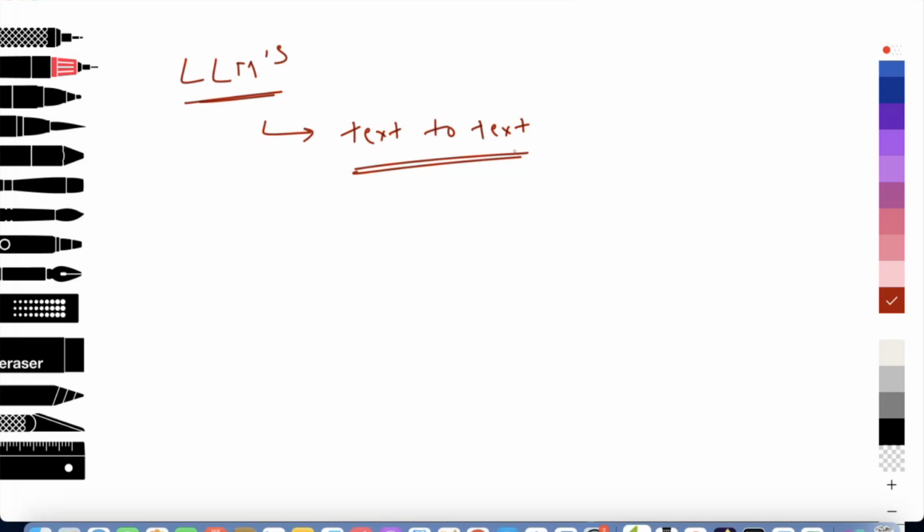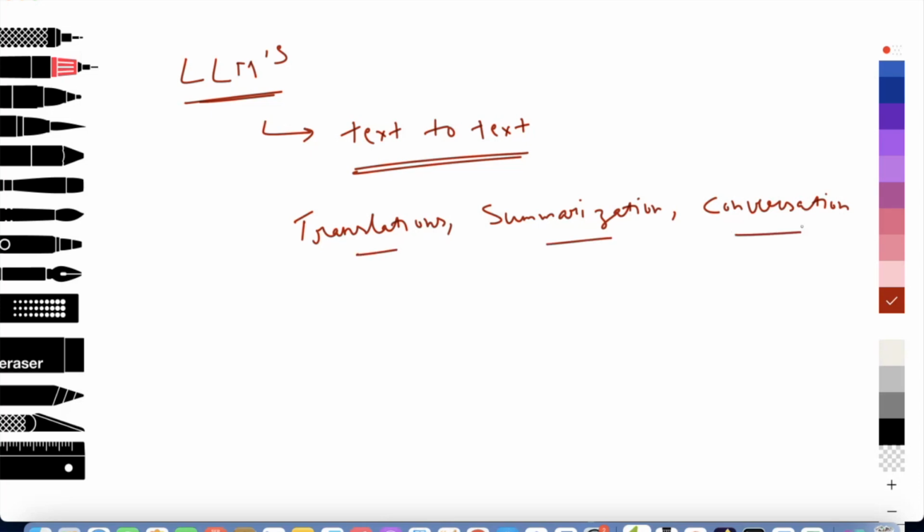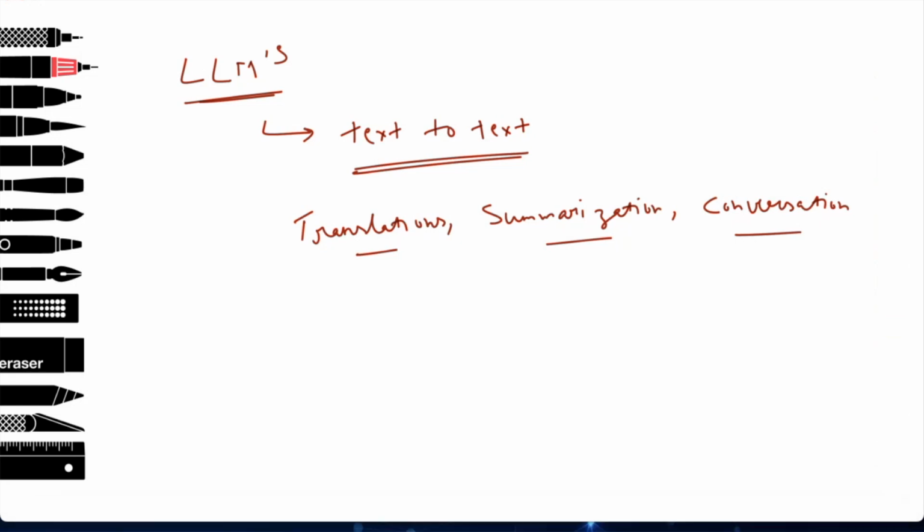So they perform tasks like translations, like summarization, like normal conversations, which generate the things. So simple conversational generations. Like you are interacting with ChatGPT and asking multiple things based on whatever you want. So these are the three primary tasks which are performed by LLMs. So LLMs are the base for any text-to-text system.